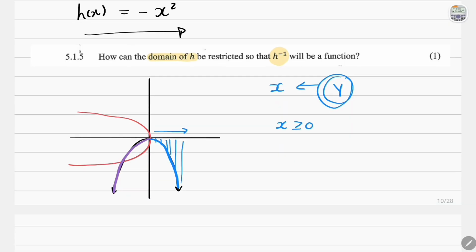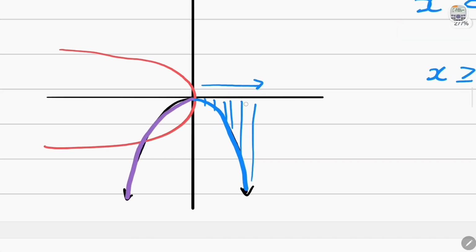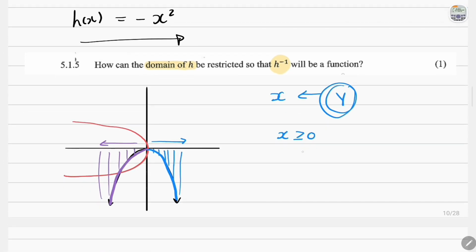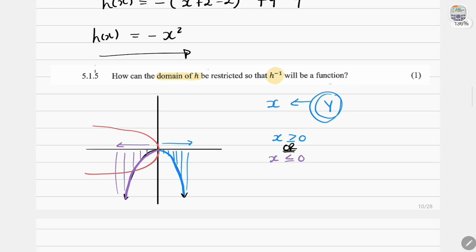And then a second way to do that would be you can decide, no, I don't want to keep this part. I want to keep this purple part. Then you line it up to the x-axis, and you see that the values of x for which this part would exist would be where x is less than or equal to 0. So 0 is that turning point, the x value of the turning point. So you can either say x is greater than or equal to 0, or x is less than or equal to 0. And there we go, you have restricted the function so that its inverse is now a function.